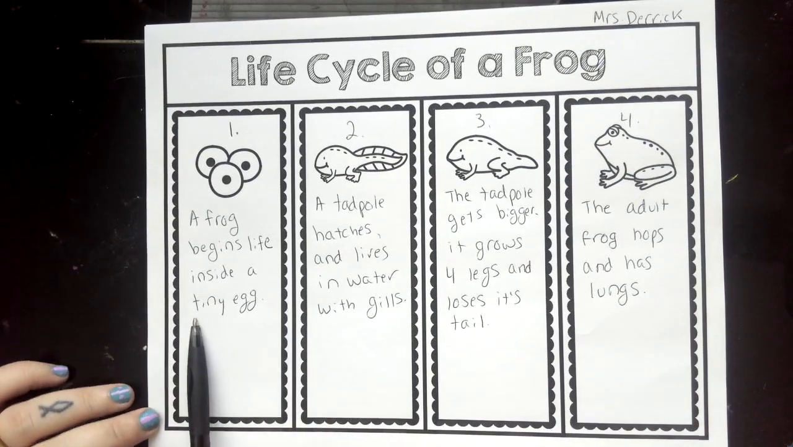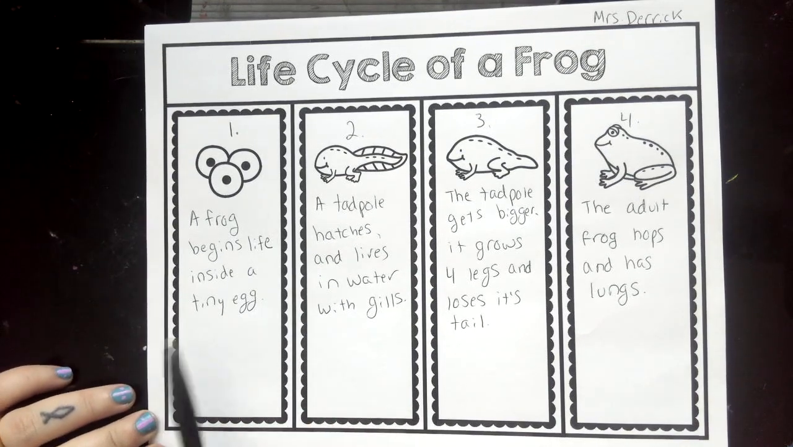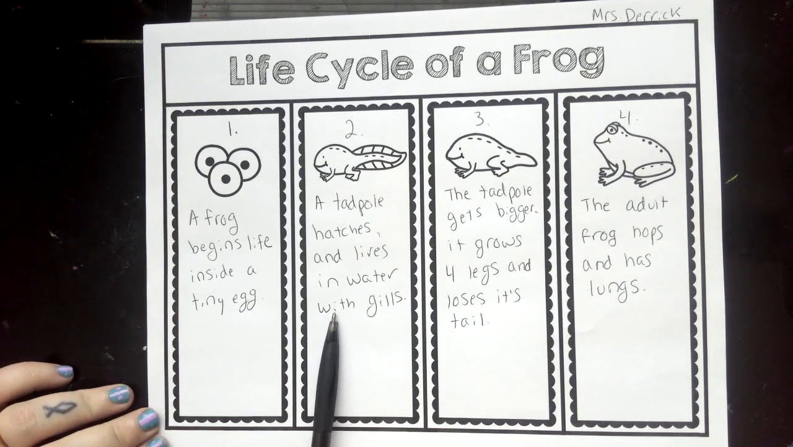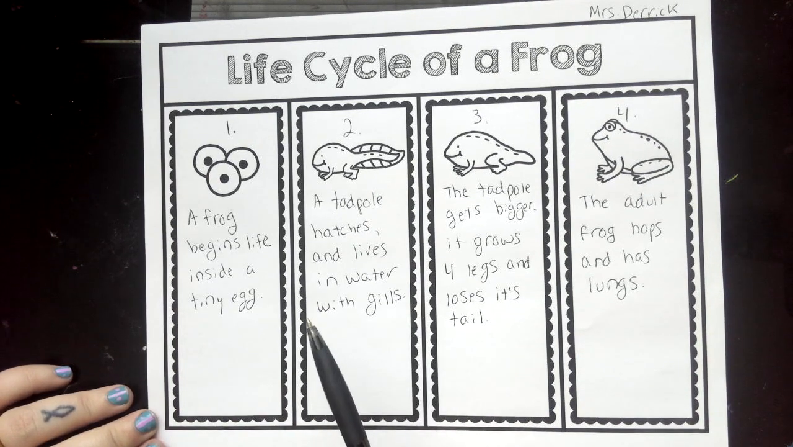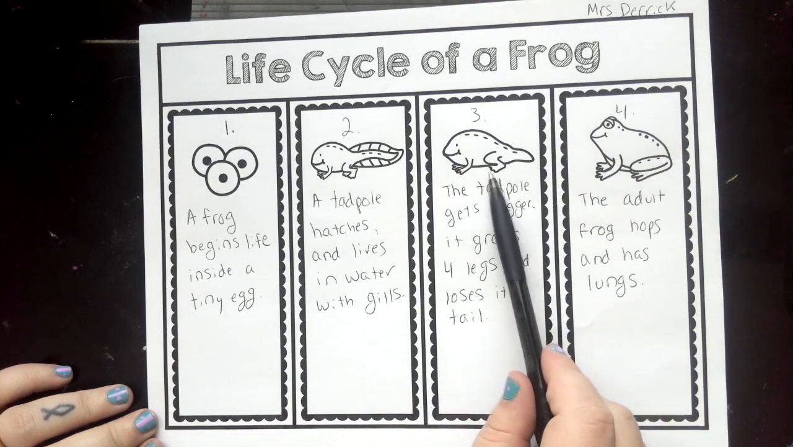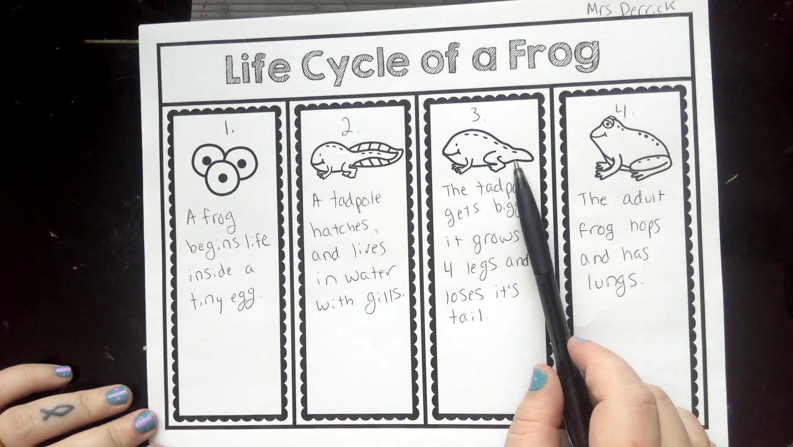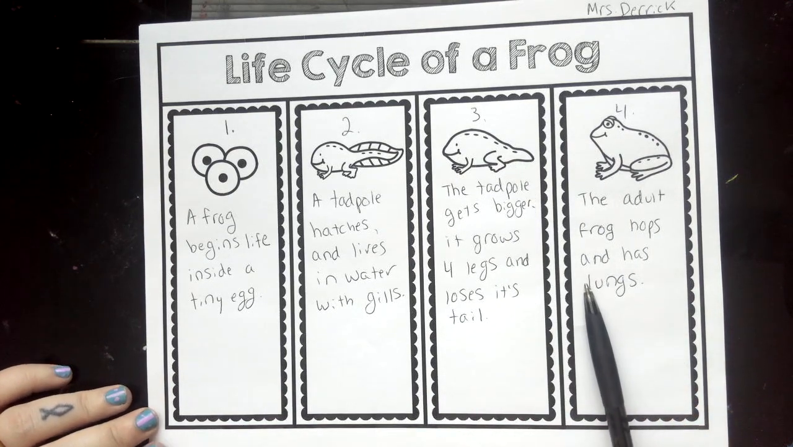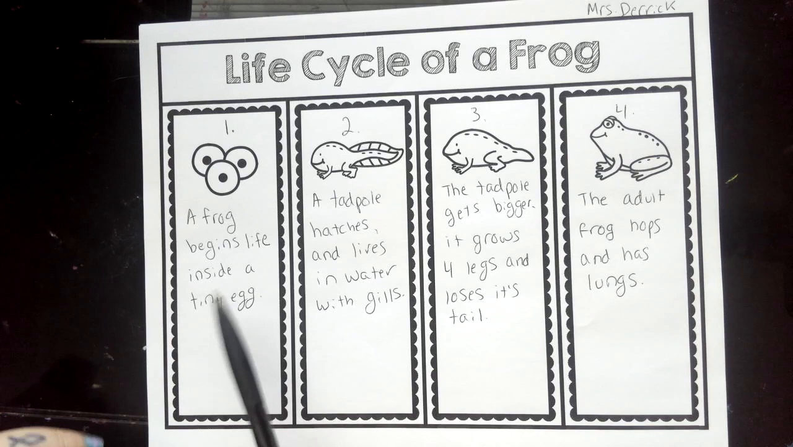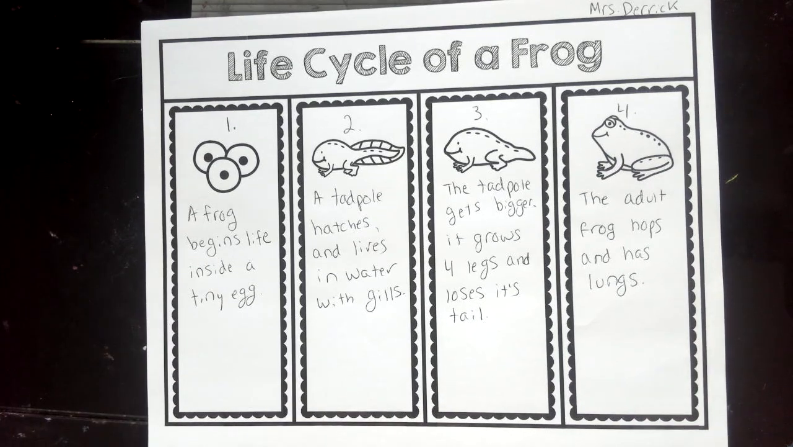So, our frog begins its life inside of this tiny egg. Then it hatches and becomes a tadpole. While it's a tadpole, it lives in the water and it has gills. So it's breathing in the water. Then our tadpole gets bigger. It grows 4 legs and it loses its tail eventually. Then it becomes an adult frog. Our adult frog hops around, has lungs, goes in the water, but it needs oxygen from outside. Then our adult frogs can lay more eggs and continue our life cycle.